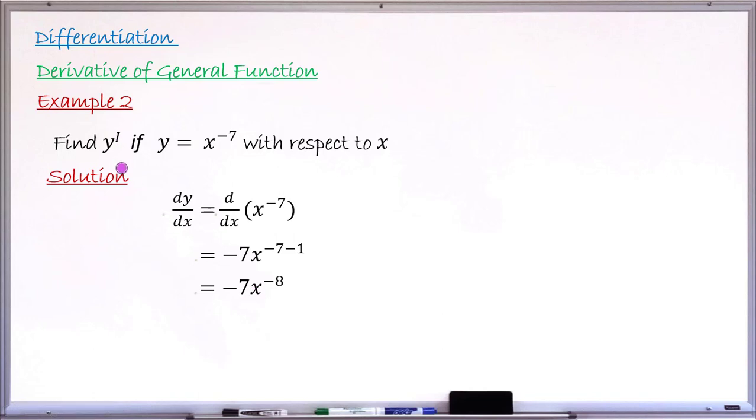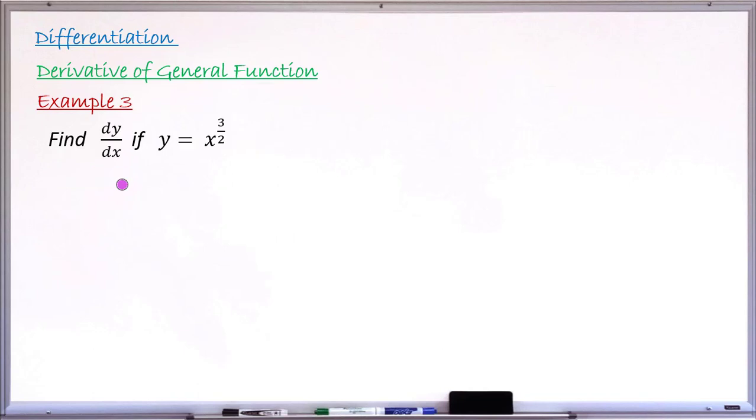Let's just take one more example. Example number 3 says find dy by dx if you have the function y equals x raised to the power of 3 over 2. The 3 over 2 is the power of x. Solution to this very problem. So dy by dx of this very function is, as you replace y by this x raised to the power of 3 over 2, d by dx of x raised to the power of 3 over 2.